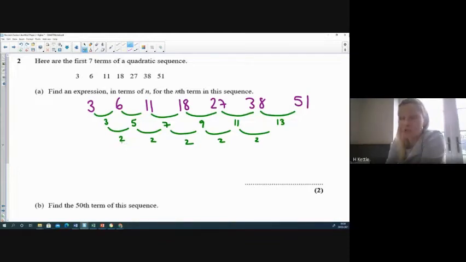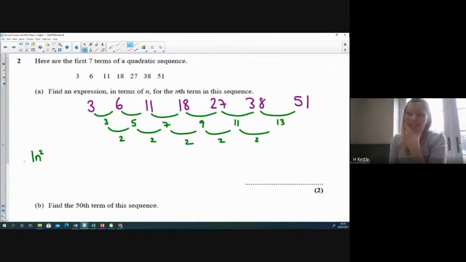Whatever that number is, so if it's 2, we half it, it's going to be 1. If that second difference was 4, we half it, that would be 2. That gives you the coefficient, the number in front of n squared. So in this case, it's going to be 1n squared. And you don't have to write that 1. I like to do it just so that it's there and I make sure that I've done it.